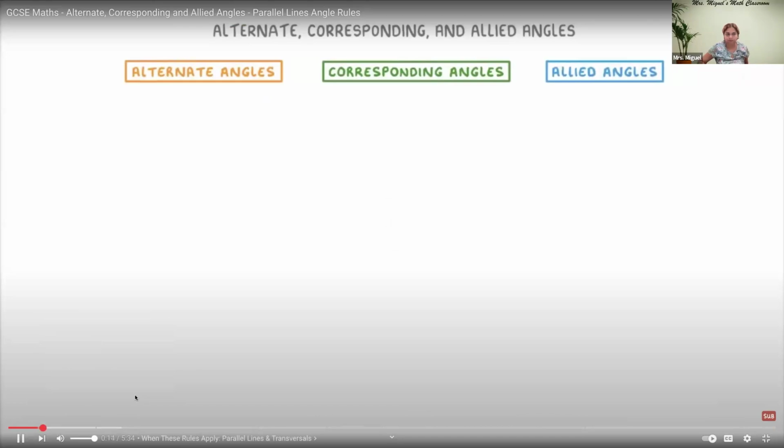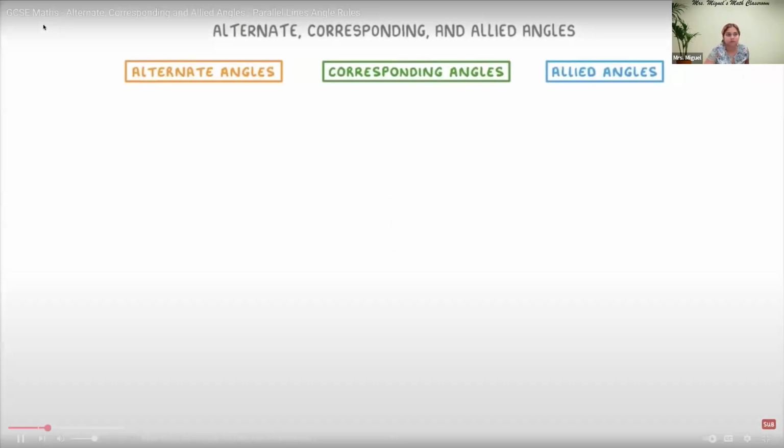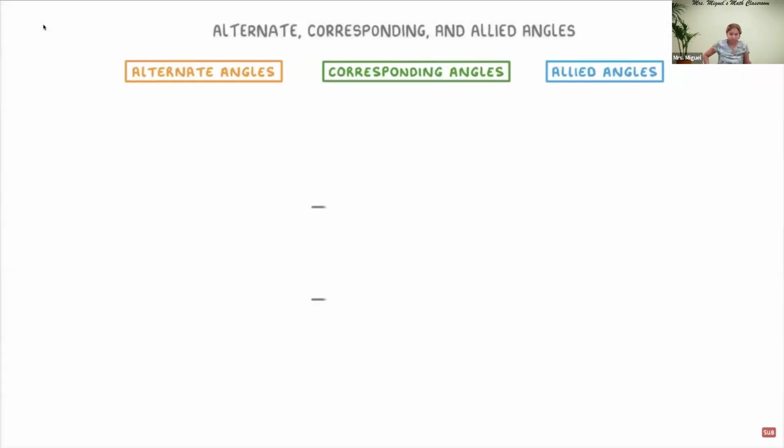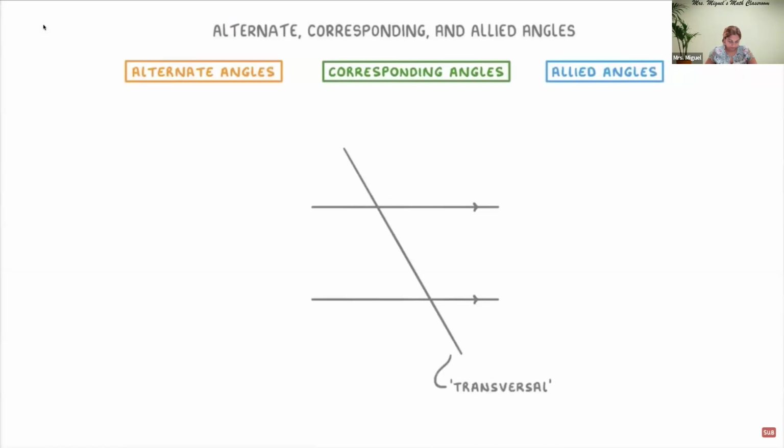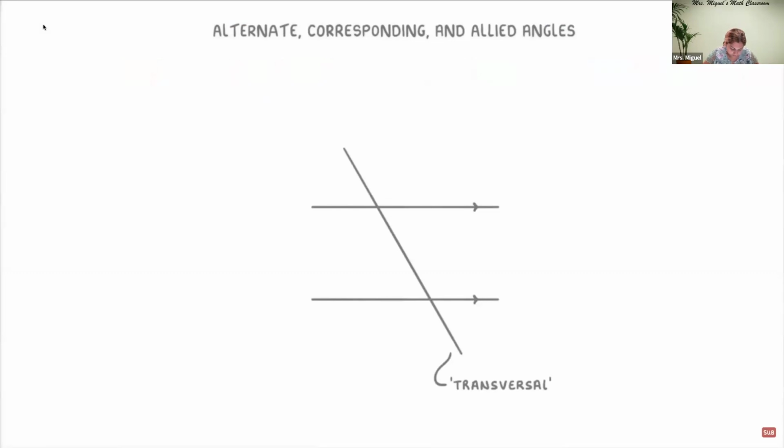Importantly though, we only use these rules in one specific scenario, which is where we have two parallel lines running alongside each other like this, and then another line, which we can call a transversal, cutting through them both. Whenever this happens, we end up with two groups of angles, one here at the bottom and another one here at the top. And there are four important points that you want to notice about these angles.